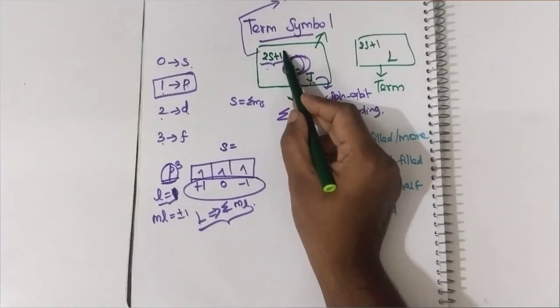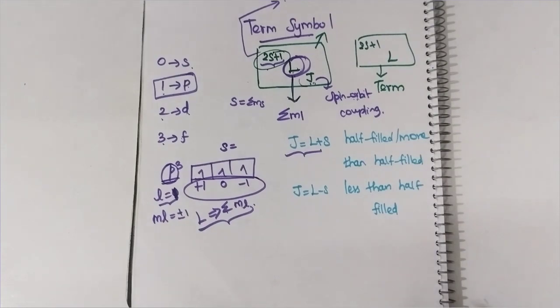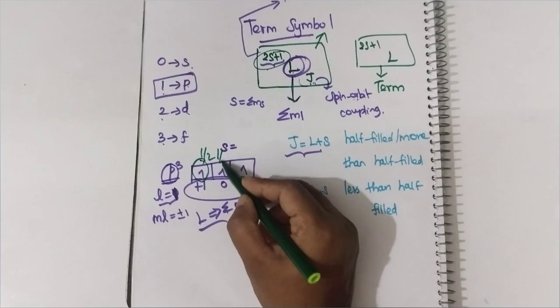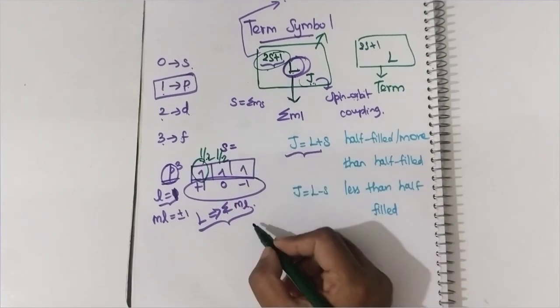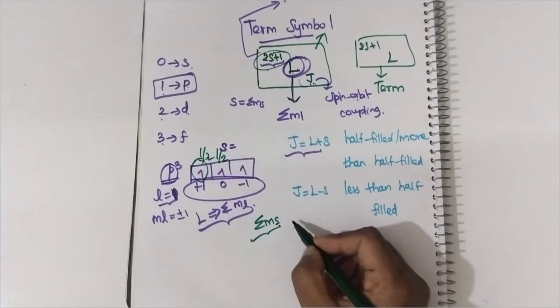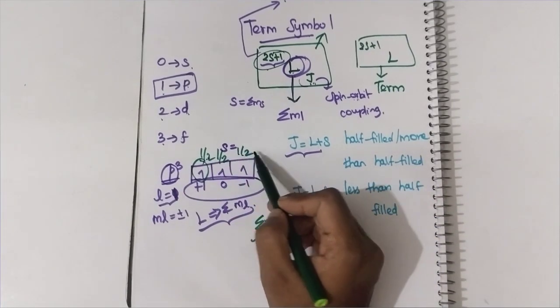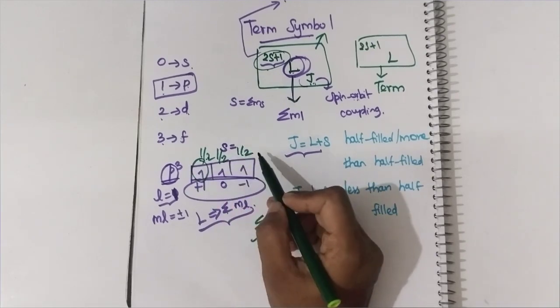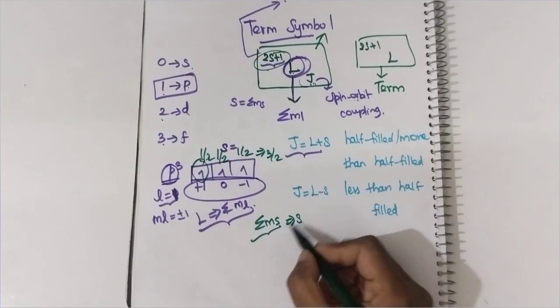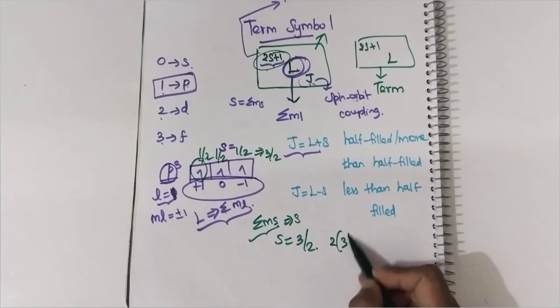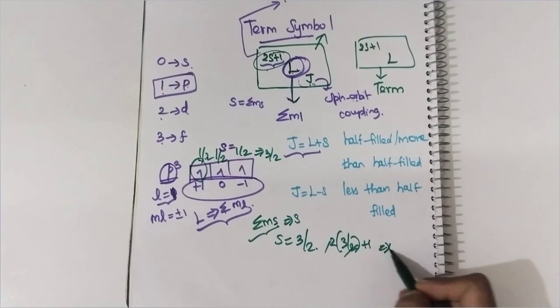Now how will you find out this 2S plus 1? It is also very simple. For one electron, it will have a value of half, because the spin quantum number of an electron is half. Another electron means half plus half. Sigma ms will give you the S value. Similarly, here you have 3 electrons, so if you add these 3, you will get 3 by 2. S is 3 by 2. 2S plus 1 means 2 into 3 by 2 plus 1, so you will get 4.